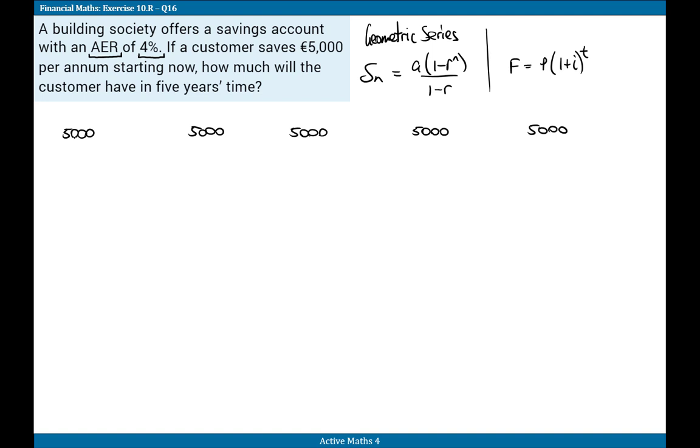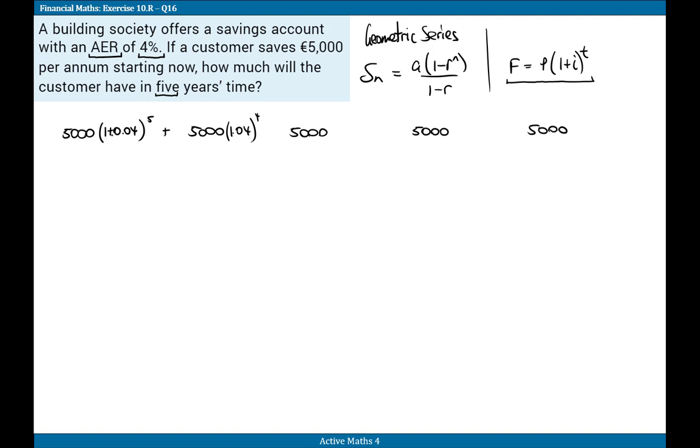Okay, well this first 5,000, it's going to stay in the bank, and if I use this compound interest formula up here, it's the principal, 5,000. It's going to stay in the bank, so 1 plus 0.04, that's the interest rate as a decimal, and it's going to stay in the bank for the full 5 years. Then we're going to come along and we're going to put 5,000 in the bank, but it's only going to stay in the bank for 4 years.